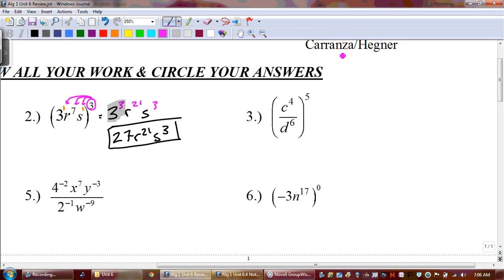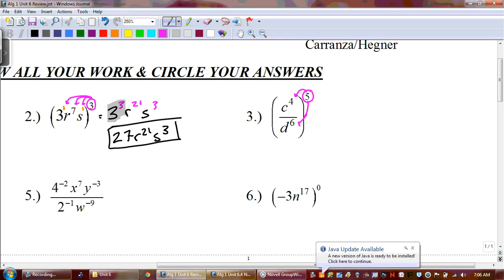Okay, just like number 2, number 3, we need to distribute the 5. Sorry about that. To everything. And when we distribute, we multiply. So C and D, those stay. 4 times 5 is 20, and 5 times 6 is 30.